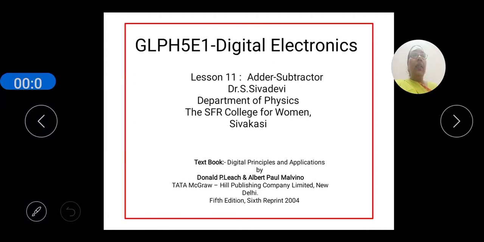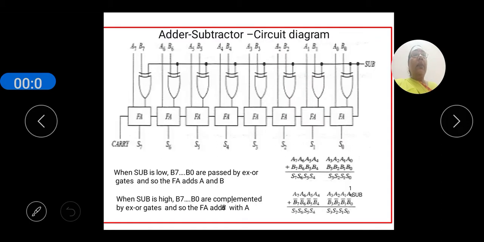Good morning. Today we'll see the working of an adder subtractor circuit. An adder subtractor performs the function of both addition and subtraction, and the circuit diagram is shown here.